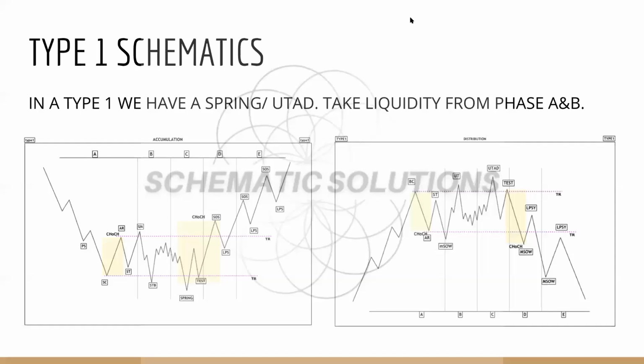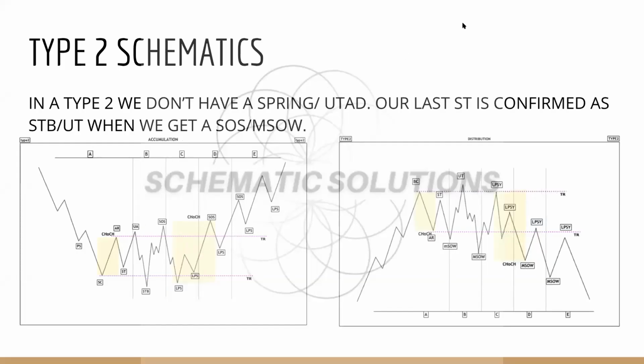Now our type 2 is going to be a little different. So keep in mind our type 1 has a spring or a UTAD, and that takes out the liquidity from phase A and B. In type 2, we do not have a spring or a UTAD. Our last secondary test is confirmed as our secondary test in phase B or our up thrust when we get our sign of strength or major sign of weakness. So in our type 2 schematics, we do not have a spring. All we have is our secondary test in phase B, or we have our up thrust, which is ultimately still a secondary test. It's just in the phase B.